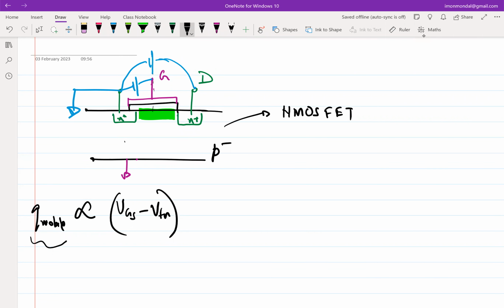Since this is the only charge that is giving rise to carrier transport, this is what will play a part in our IV characteristics. And this is essentially proportional to the effective voltage that you have applied between the gate and the channel, which is VGS minus VTH. And you have voltage, you need charge. What else do you require?